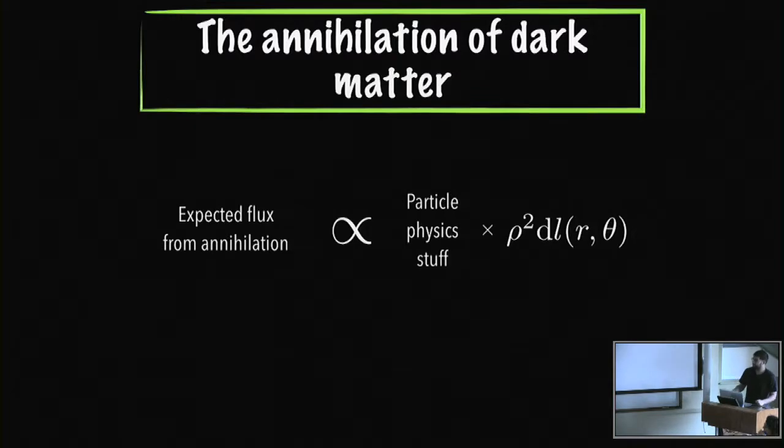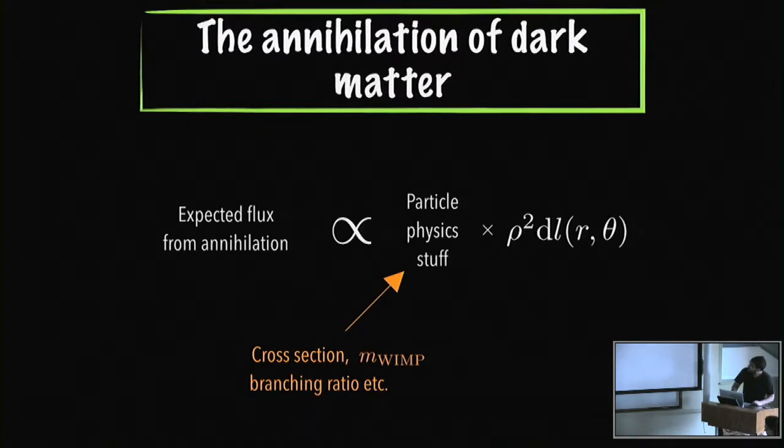So apart from the theoretical interest, one observational thing that could be interesting is when you think of the annihilation of dark matter. The expected flux that one gets if dark matter annihilates is essentially a convolution of two components: a particle physics type component, which includes the cross-section of the dark matter, the mass of the particle, and so on. And there's another component which is essentially the integral of the density squared along the line of sight.